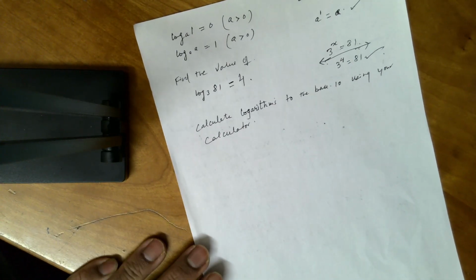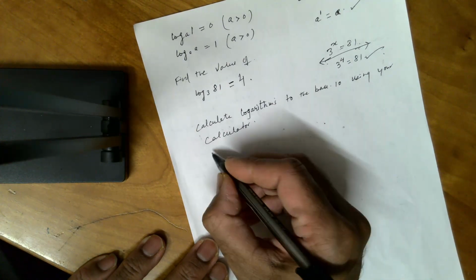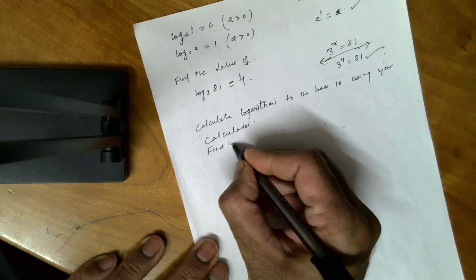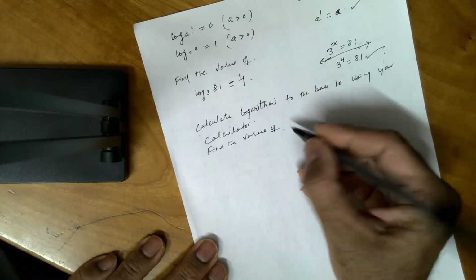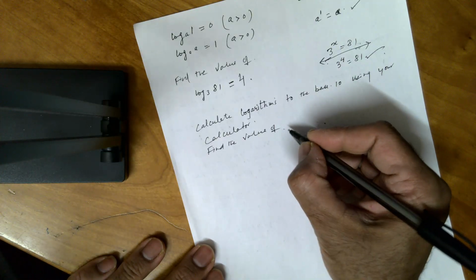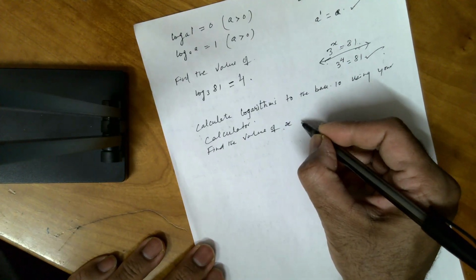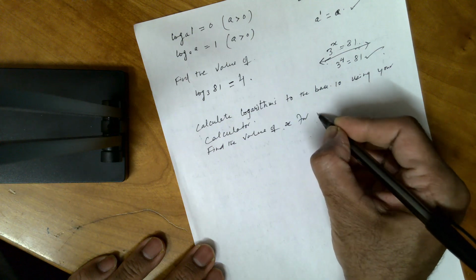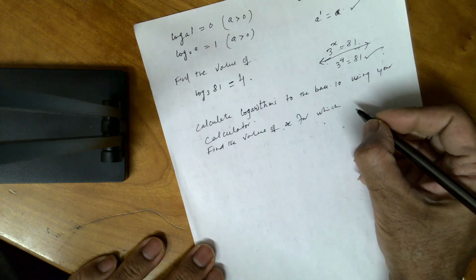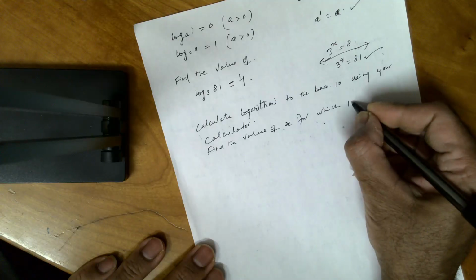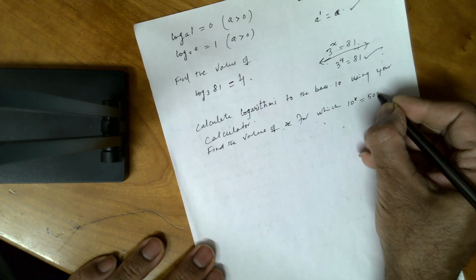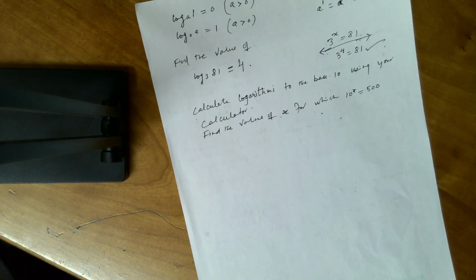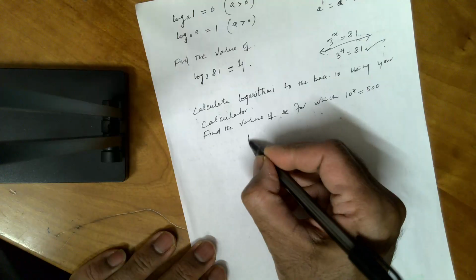Okay, right. So find the value of x for which, so let's say, 10 to the power x equal to 500. Okay, so I got this one here.